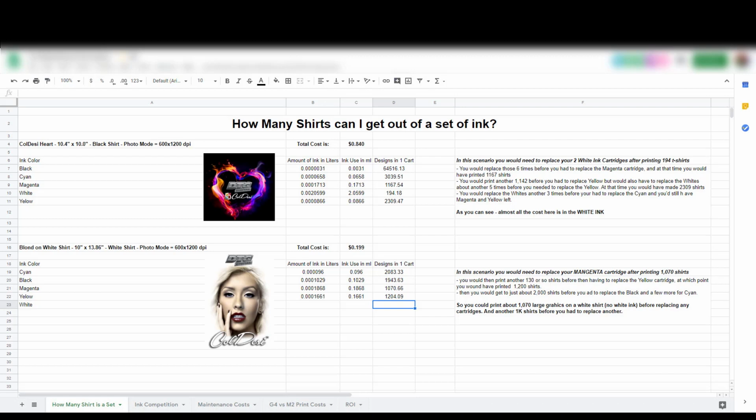So you can use the RIP Pro software that you just saw us use to cost your jobs in exactly the same way. You can add pre-treat costs. You can even plug in labor, things like that, to give you a true cost per shirt, including production time. But what you should know is that there's no great way to tell you how many shirts I'm going to be able to get out of a set of ink or a set of cartridges. But if you take a look at that and focus on that total cost for ink per shirt, then you're going to make a lot of money with the DTG G4.